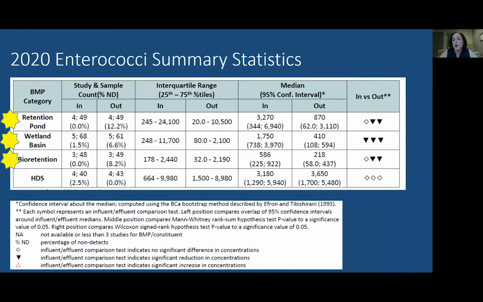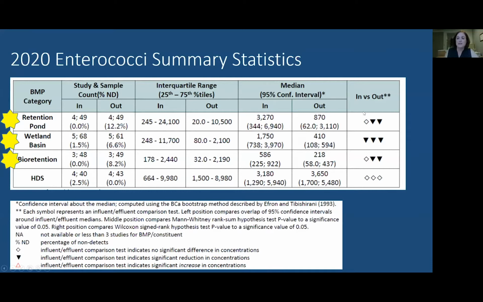So I'm going to just walk you through the data sets that we have for 3 different types of fecal indicator bacteria in the database and kind of give you the bottom line of what we have found to date. So for the Enterococcus data set, this is our most limited data set. You can see that we've only got a handful of studies. That's the first number here, 4534, different types, numbers of studies for only a handful of BMP types. And that includes retention ponds, wetland basins, bioretention, and hydrodynamic separators.